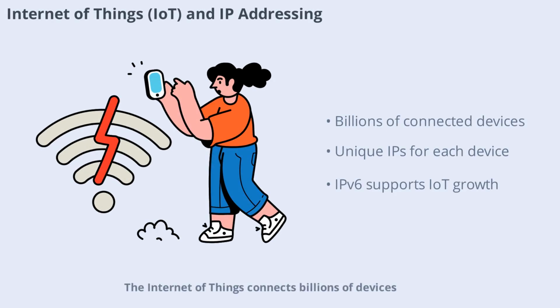The Internet of Things connects billions of devices, from smart thermostats to wearable fitness trackers. Each device needs a unique IP address to communicate. IPv6 is crucial for IoT as it provides enough addresses for every device and supports efficient, secure communication.